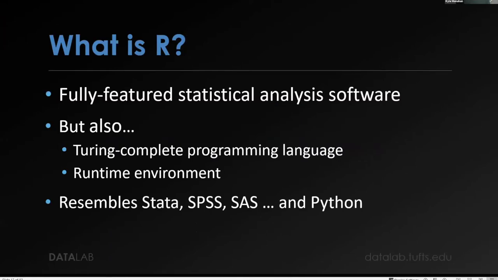So R is a fully featured statistical analysis software. It's also a programming language, and it's actually a Turing complete programming language. If you didn't go to school for computer science, Turing complete just means that it is viewed as equal to other programming languages, right? It is a true programming language, and there's a lot of things you can do with it. And Turing has to do with a certain test that has implications for its completeness. It also resembles Stata, SAS, SPSS, and Python, and other statistical programming languages you might have heard of.